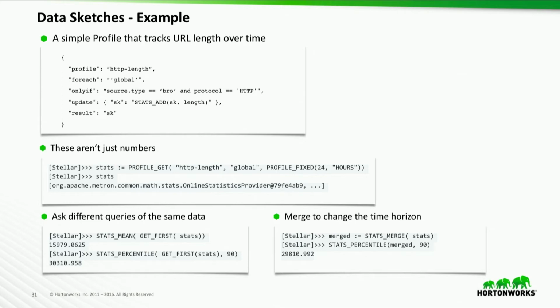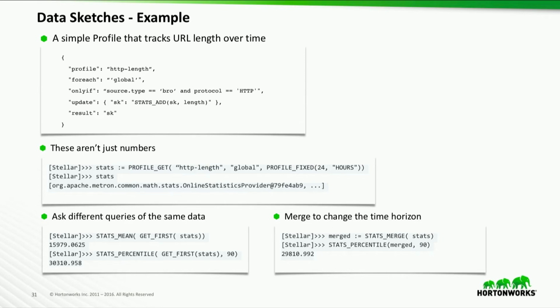So in this situation, I want to grab the profile called HTTP length, and I want to grab the length. What I'm going to try to understand is the distribution of the length of a URL, right? So I'm pulling data from Bro, and it's HTTP data, and I'm going to update the statistical sketch for the distribution with the length of that URL, right?